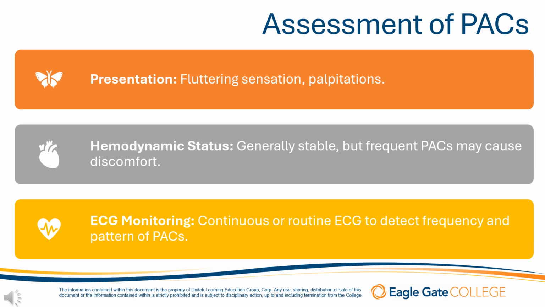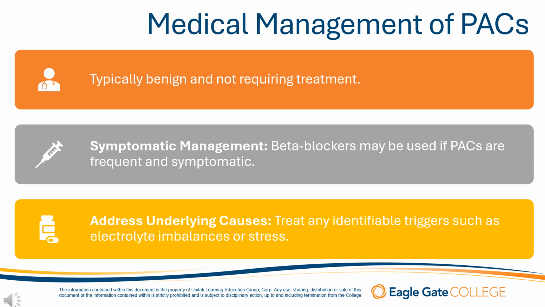On the ECG, PACs are identified by the presence of premature P waves that may have a different morphology compared to normal P waves, followed by a normal QRS complex. The rhythm will appear irregular due to these premature beats. It's important to document the occurrence of PACs, noting their frequency and any associated symptoms to guide management and treatment decisions. PACs are common and often do not cause significant health issues.